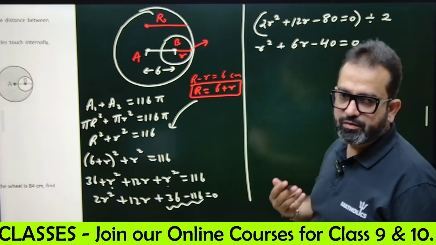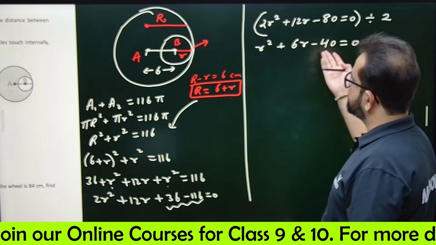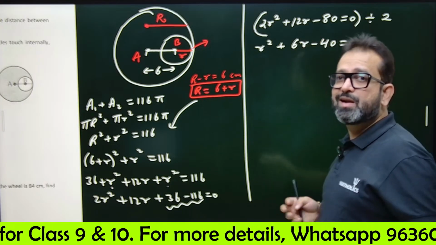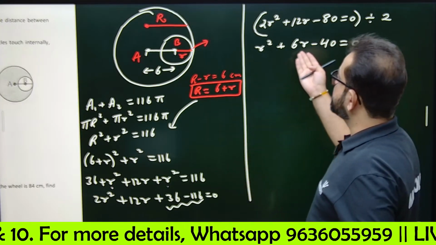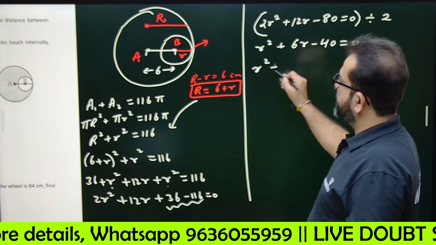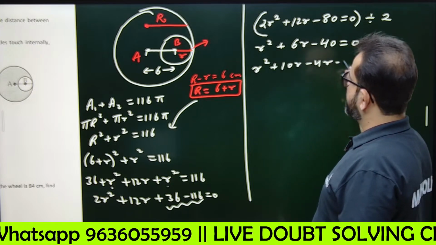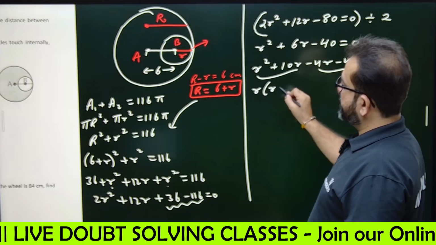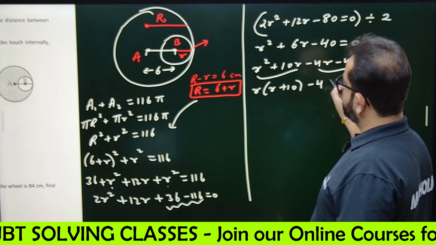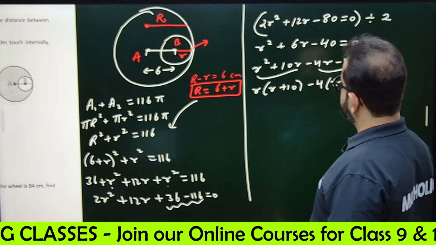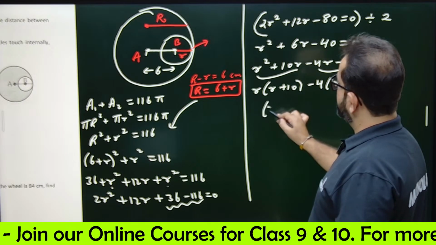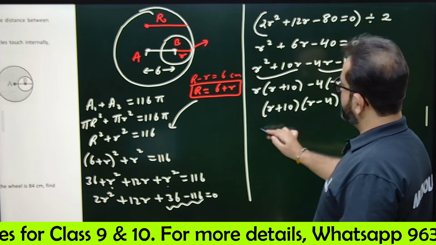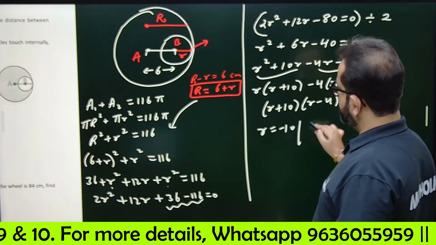Now you have to find two numbers whose product will be minus 40. Because the product is negative, the middle term will be the difference. 10 and 4, the difference will be 6. So r square plus 10r minus 4r minus 40 equal to 0. Take out common: r is common, bracket r plus 10, minus 4 is common, minus times minus will be plus, it is 10, and that equals 0. So (r plus 10) into (r minus 4) equals 0. r will be minus 10 or r will be 4.